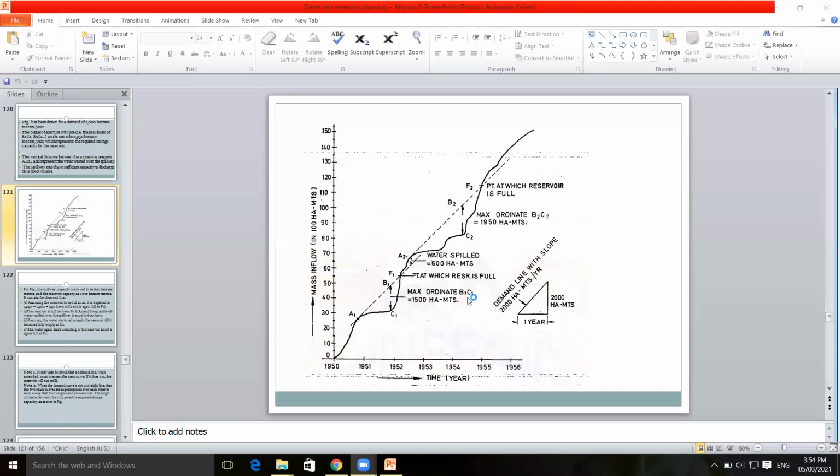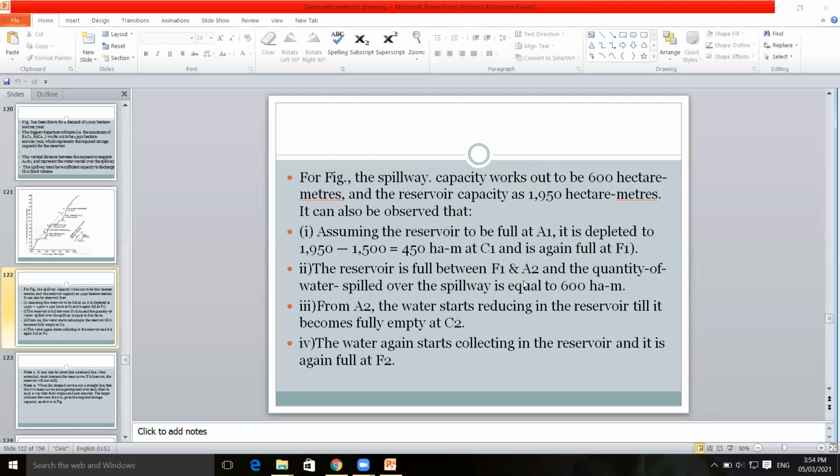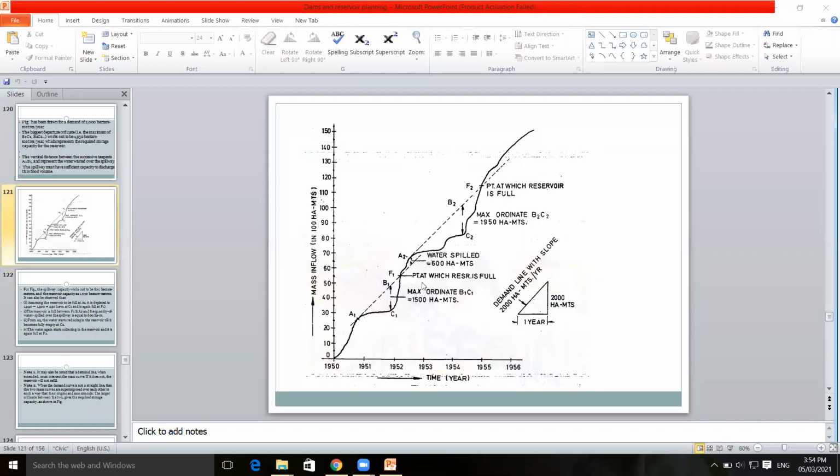So at point F1 the reservoir is said to be full. The reservoir is full between F1 and A2, and the quantity of water spilled over the spillway is equal to 600 hectare meters. Between A1, F1 and A2 the reservoir is full, and the overflow water, 600 hectare meters, is passed over the spillway. That is, at F1 the reservoir becomes full, and after that the extra water is passed over the spillway. Its total amount is 600 hectare meters.